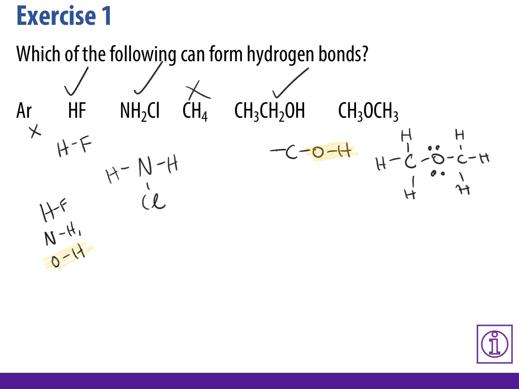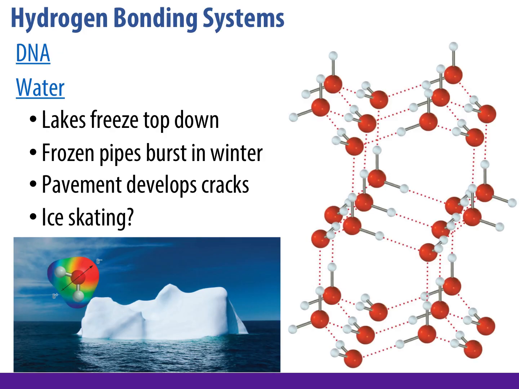So this CH3OCH3 does not have hydrogen bonding. Hydrogen bonding is an incredibly powerful intermolecular force. It holds DNA together in that beautiful double helix state, and it also explains our properties of water. Why, unlike most other molecules, does ice float on top of water?